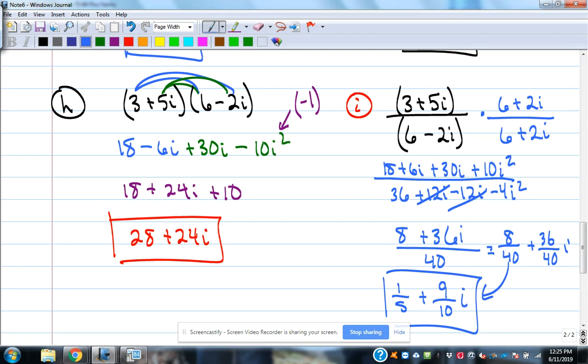8 over 40 reduces to 1/5. 9 over 10 is 36 over 40. It's the same thing. A lot more work involved in doing that, and that's one of the reasons I say, hey, you've got that graphing calculator, you paid $100 for it, use the thing. It does some neat things for you, especially with the complex, because honestly, there's not a whole lot that we do besides just outright doing operations with these.